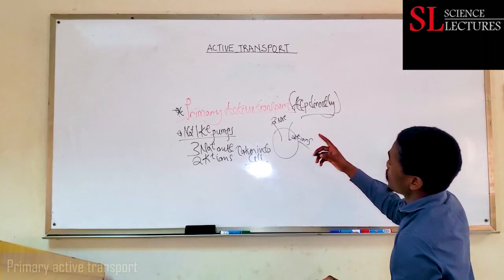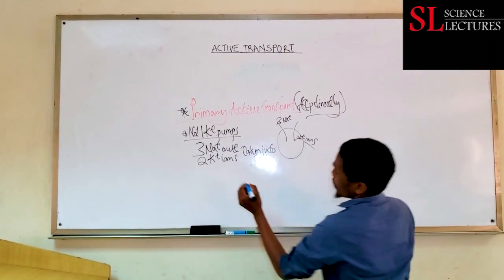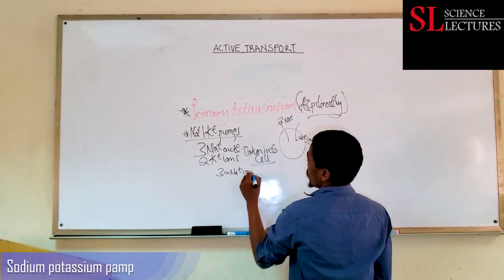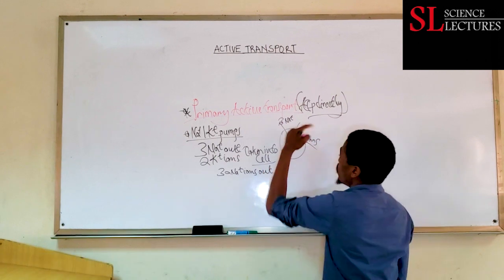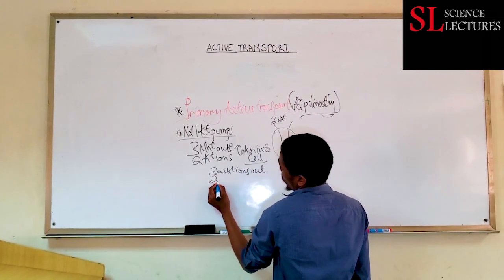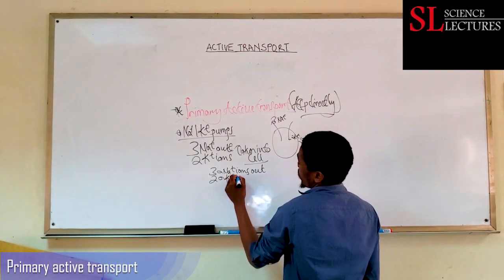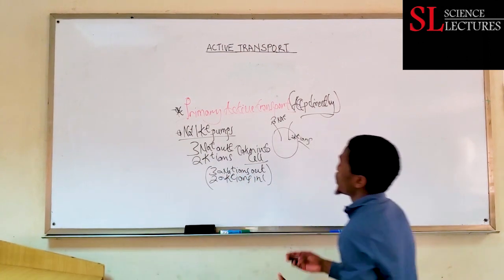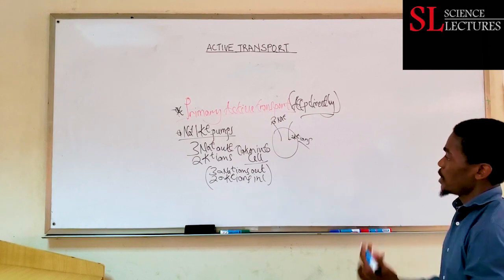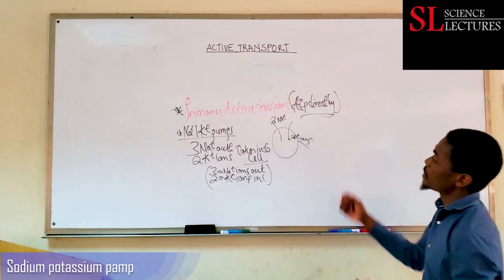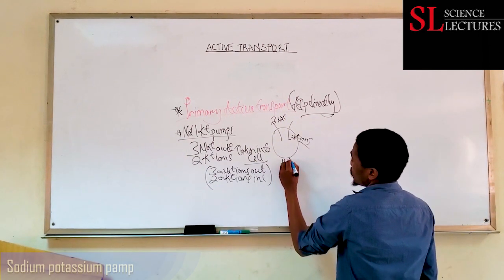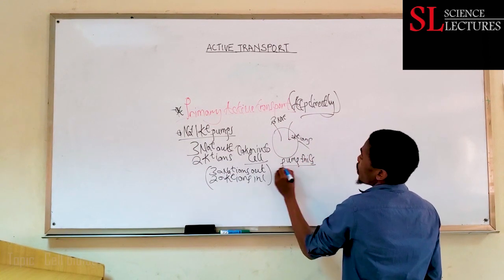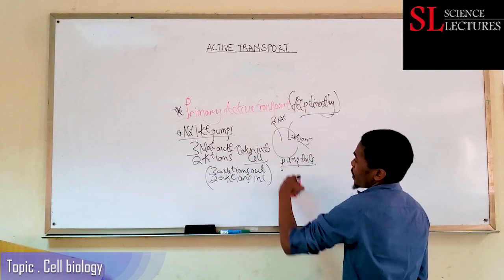So what does this imply? That means that if we have 30 sodium ions out, we'll have 20 potassium ions into the cell. So this has to be maintained at a balance to keep the cells in homeostasis. If the pump fails, just imagine the pump has failed, we'll have an influx of sodium ions, uncontrolled.